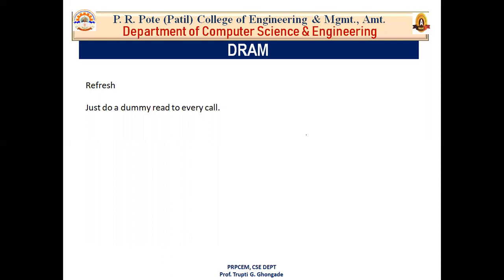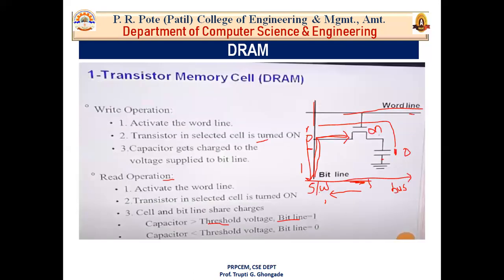So before it moves less than the threshold value, the capacitor has to be read again and again. In this way, we do a refresh operation. So this is a write operation, and this is a read operation.